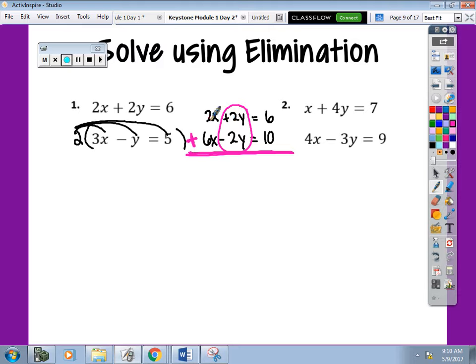So we add down. 2x plus 6x is 8x. 2 plus -2 is 0, so I won't write anything. And then 6 plus 10 is 16. Divide both sides by 8, and we get x is 2.